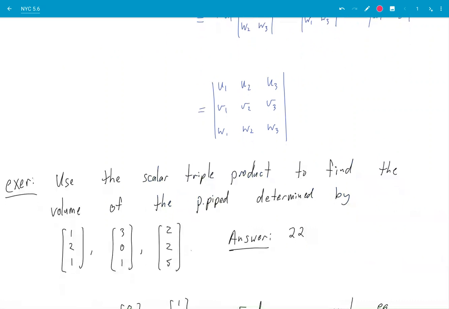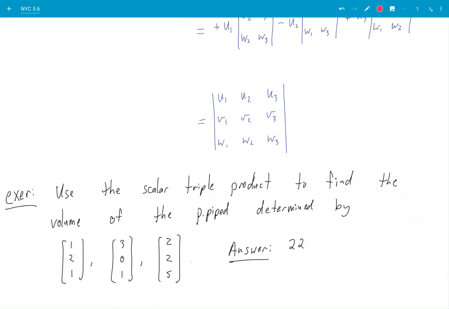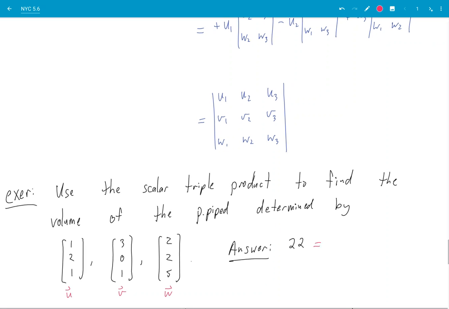Okay, so I want you to find this volume. Pause and copy and try this exercise. I would call these things u, v, and w. And you're going to find the absolute value of u dot v cross w. Okay, the answer is 22. Let me know how that goes.